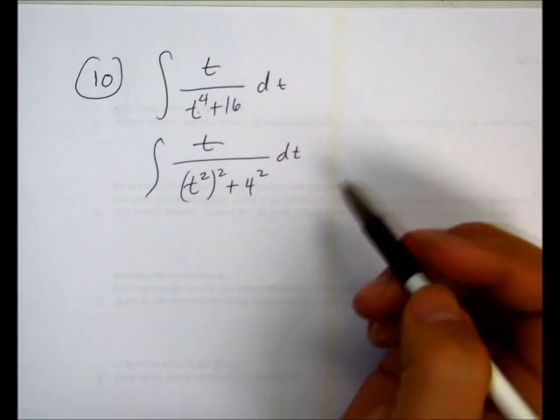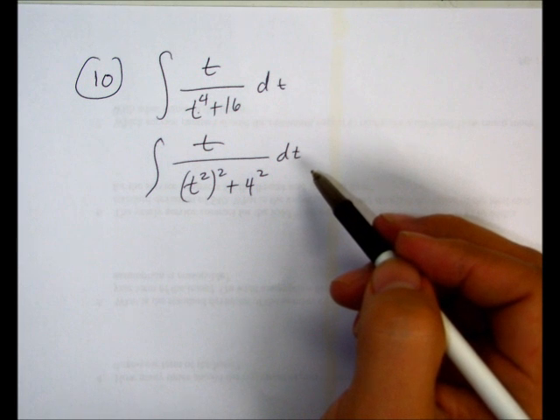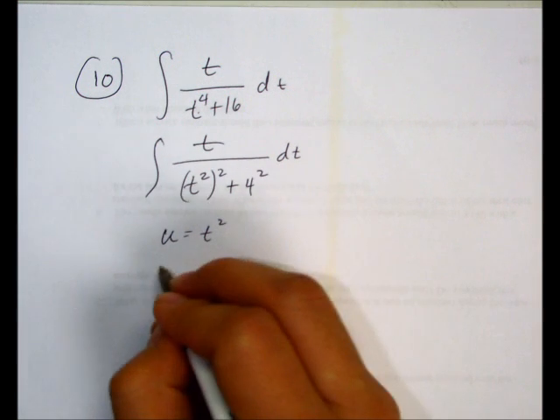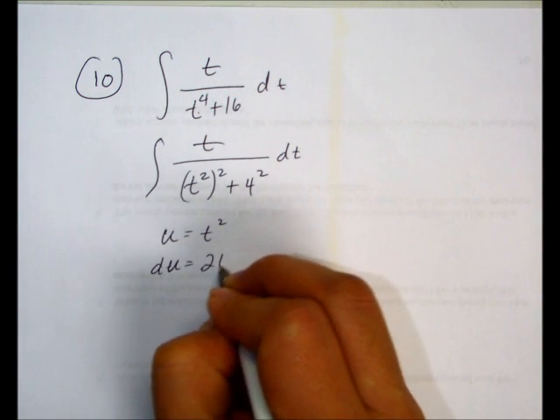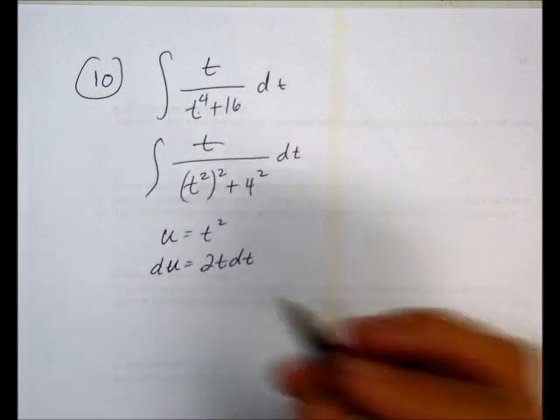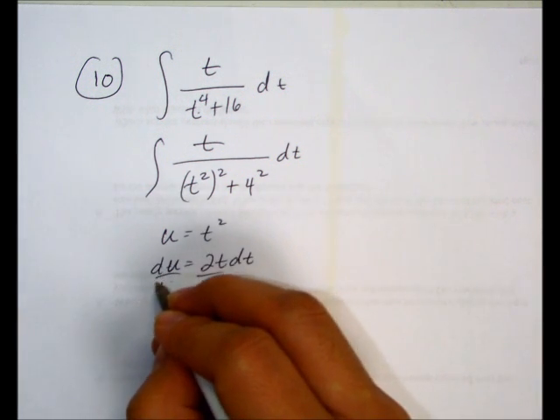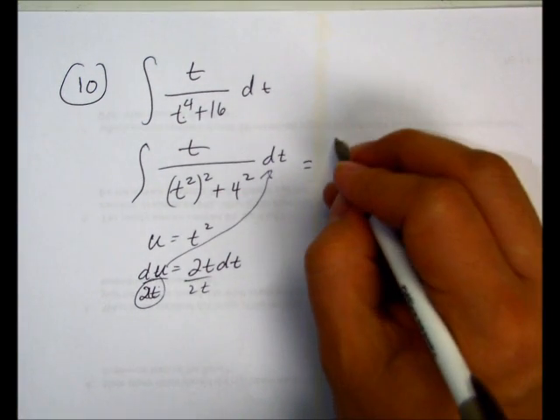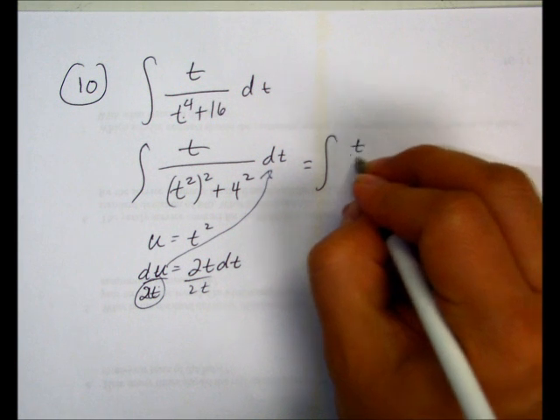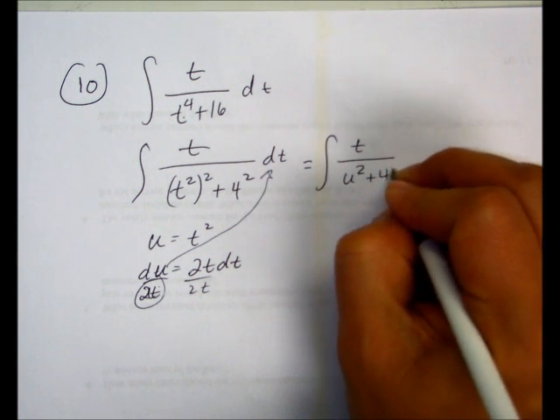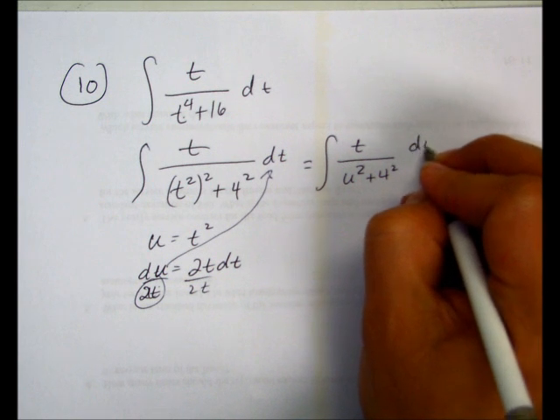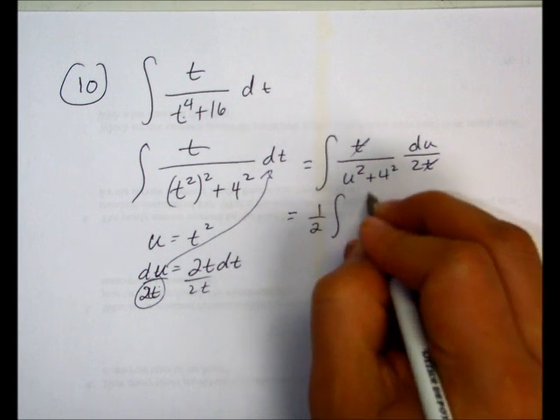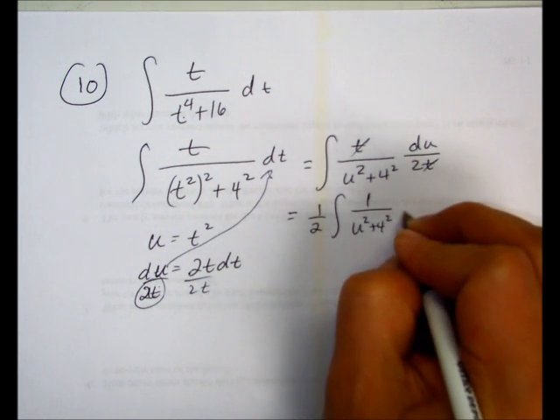Now it should look a lot like the inverse tangent if you looked at the inverse tangent integral. This time we're going to make a u substitution of t squared. So du is 2t dt. Divide the 2t over and put this right there. And we're going to have the integral of t over u squared plus 4 squared, and the dt is du over 2t. And the t is going to cancel. 1/2 times 1 over u squared plus 4 squared.